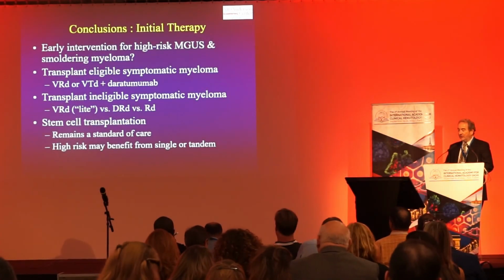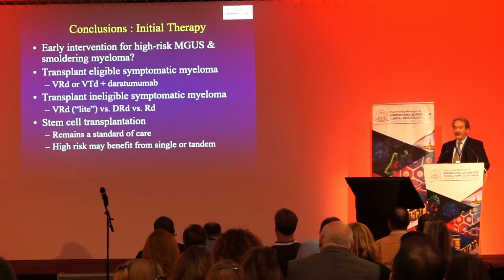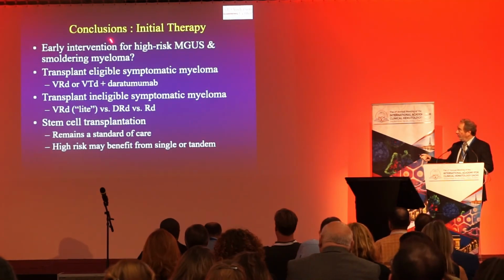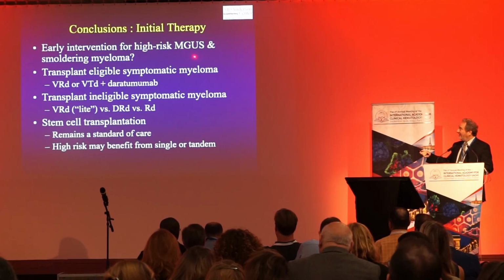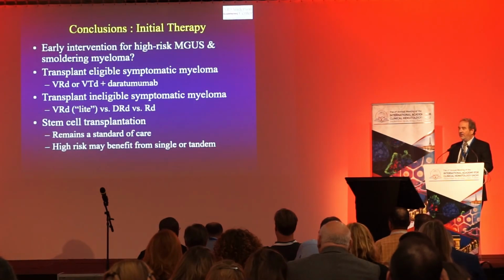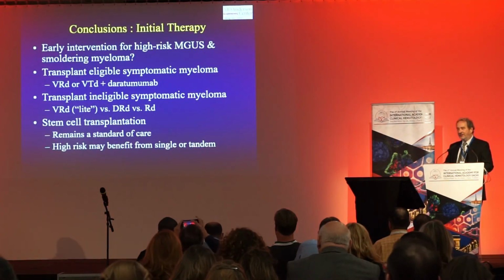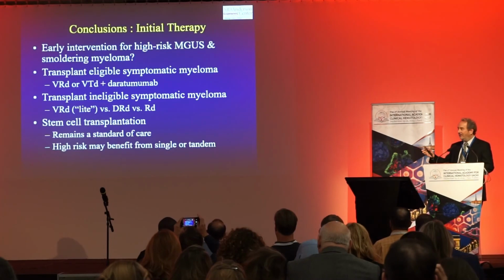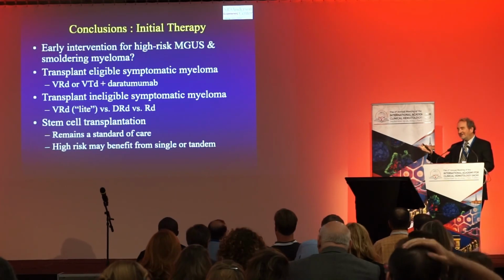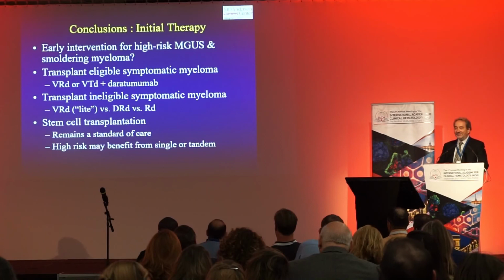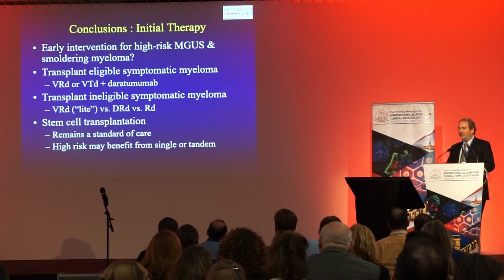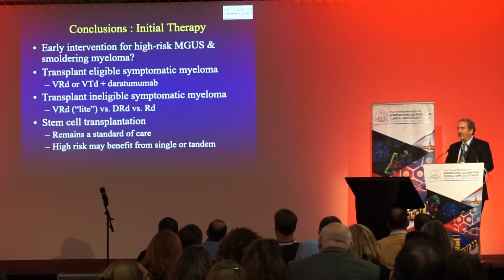So just some conclusions in terms of initial therapy. I think early intervention for high-risk MGUS and smoldering myeloma is in our future. I think it's a promising area to go after. That's a little bit of a pun because Dr. Gobriel is leading a trial called PROMISE in the United States, which is trying also to identify predictors of progression from MGUS to smoldering myeloma.